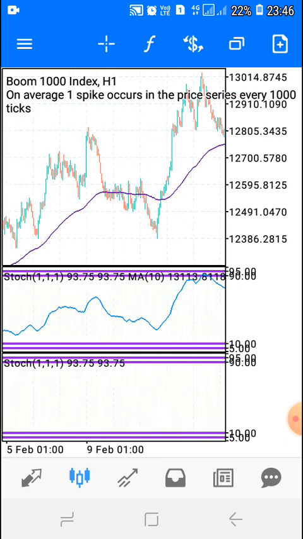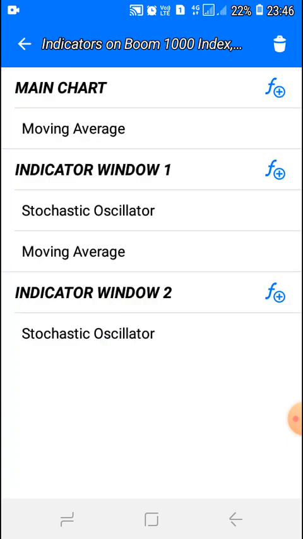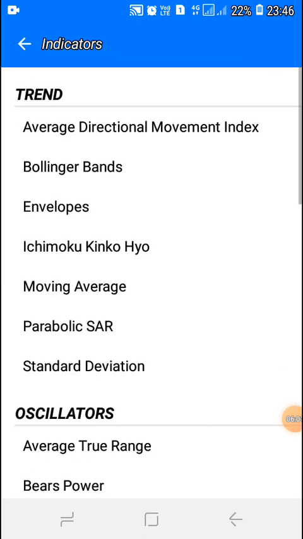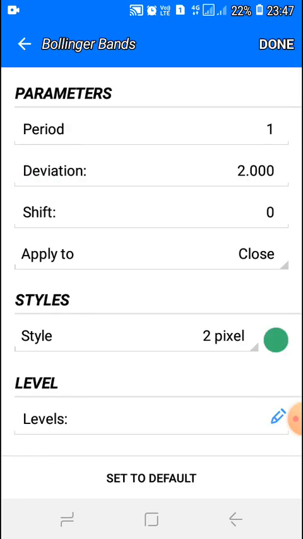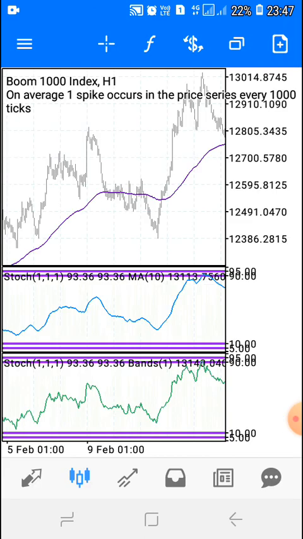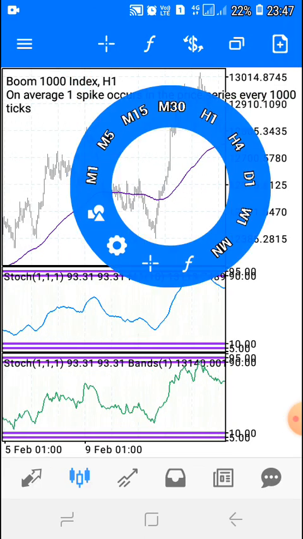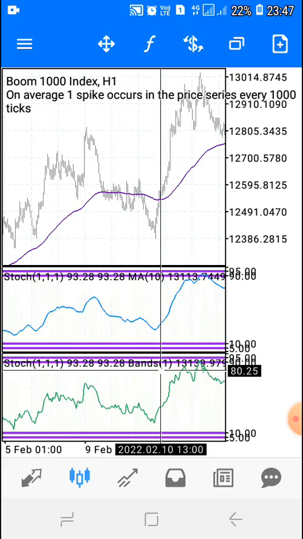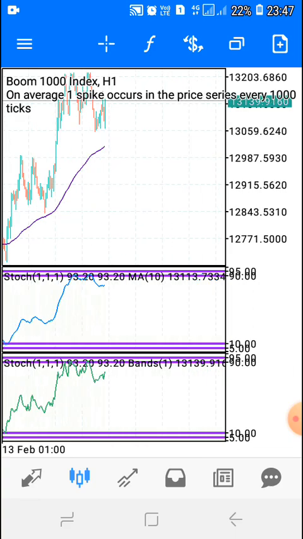Okay, so we're still on the 1 hour time frame. The next indicator that we're going to need for the strategy: you click on indicator window 2, the plus button over there, and then you add your Bollinger Bands, right? Now make sure that your parameters are like this. The period should be 1, deviation 2.000, shift 0, apply to close, styles 2 pixel green, levels none, right? So this is how it's going to look like. So you guys can see over here, we have our 10 moving average, and then we have our stochastic with our Bollinger Bands where the period is 1, okay?